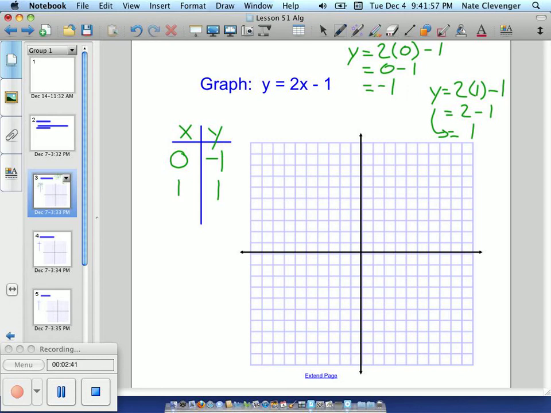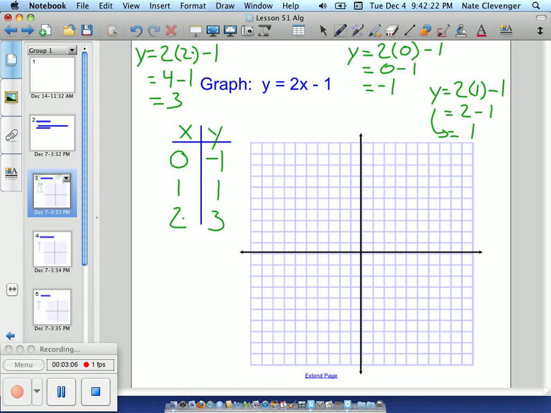Now I'm going to use 2. You could also use -1. You could use 5. You just don't want to use too big of a number, or it's going to make it a little more difficult to graph. But I'll just use 2 on this one. So I'm going to do that over here. y equals 2 times 2 minus 1. It's 4 minus 1, 3. So when x is 2, y is 3.